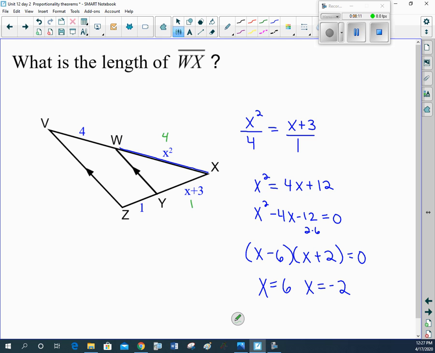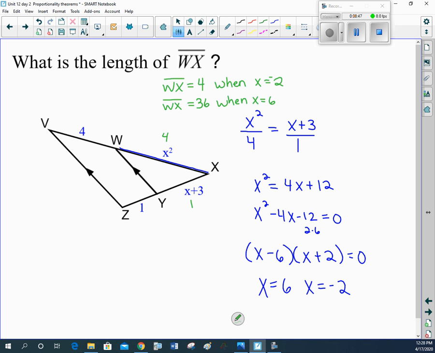So we want to find the length of WX. So WX could equal 4 when x equals negative 2. And when x equals 6, let's figure out what our answer will be then. So let's put a 6 in. So WX, 6 squared would be 36. So it would be 36 when x is 6.